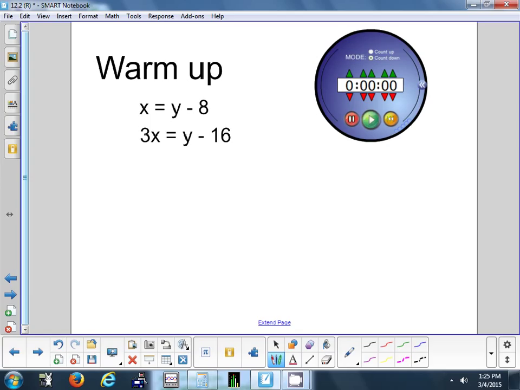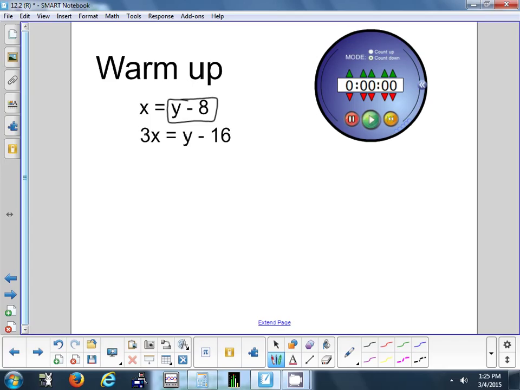Which equation has x by itself already? The top one. The top equation already has x by itself. The bottom equation, no, x isn't by itself. There's a 3. And y is not by itself. There's a minus 16. But in the top equation, there's nothing else on that left side except an x. Everybody see that?